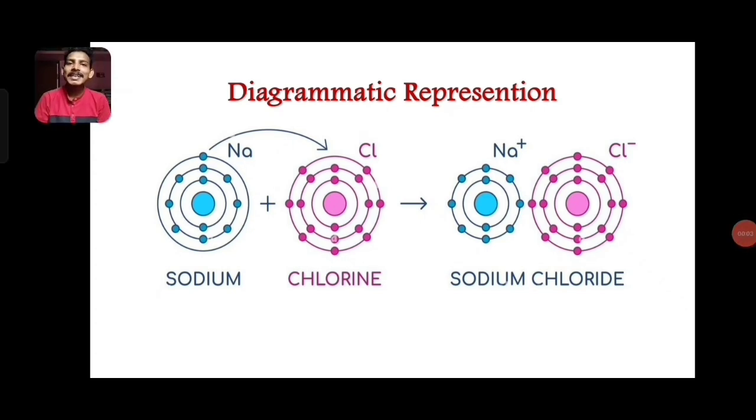So, what are the peculiarities in the outermost electrons of sodium ion and chloride ion? Yes, they have 8 electrons, or they possess octet electron configuration. Do they attain stability? Yes, they have stability now. Why? Because they have octet electron configuration.